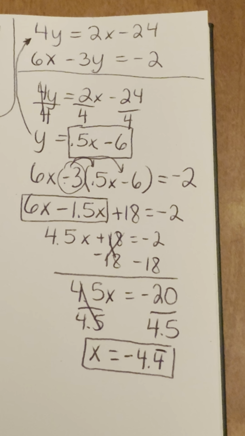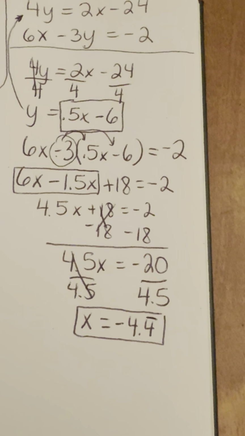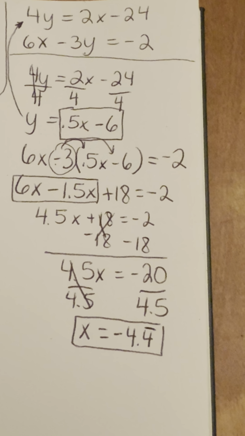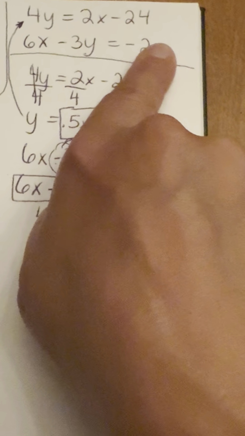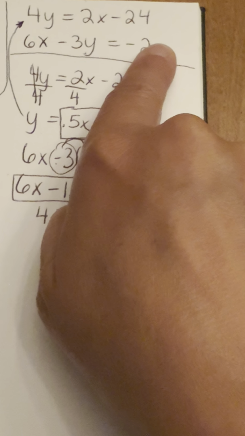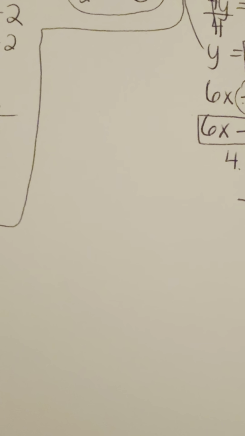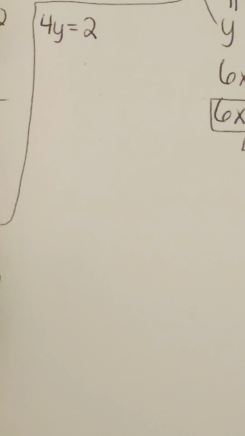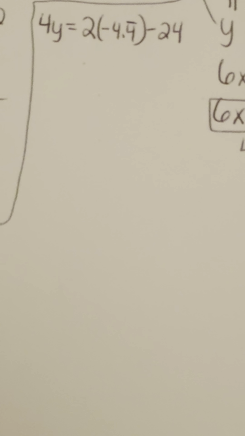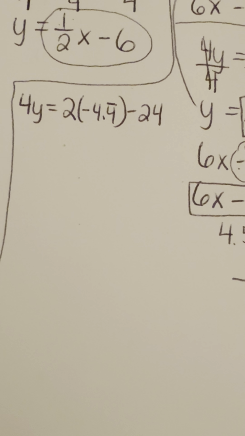This being a really weird number, it does check out. It is the right number, but it's terrible. I'm gonna just go with the first equation. I think that's the easiest for me to work with. It's not gonna be great no matter what. So over here, I'm gonna put the original equation: 4y is equal to 2x, and my x we know is negative 4.4 repeating, and then minus 24. So that's what we have. Now that's ugly to work with, but whatever.